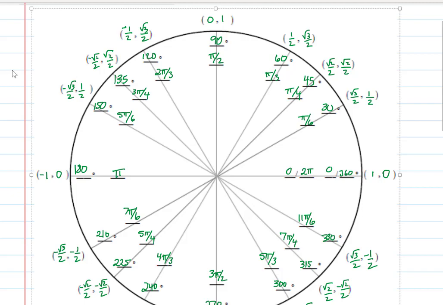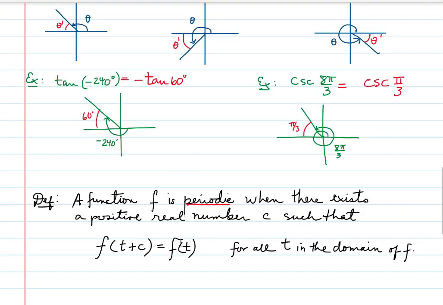When you start repeating after a certain number, you can kind of see and guess that the number here is going to be 360 degrees, in other words 2 pi. So this c, for sine anyway, sine and cosine, will be 2 pi. So as long as there is a number that after a while gives you this equality here, then you're going to have a periodic function.